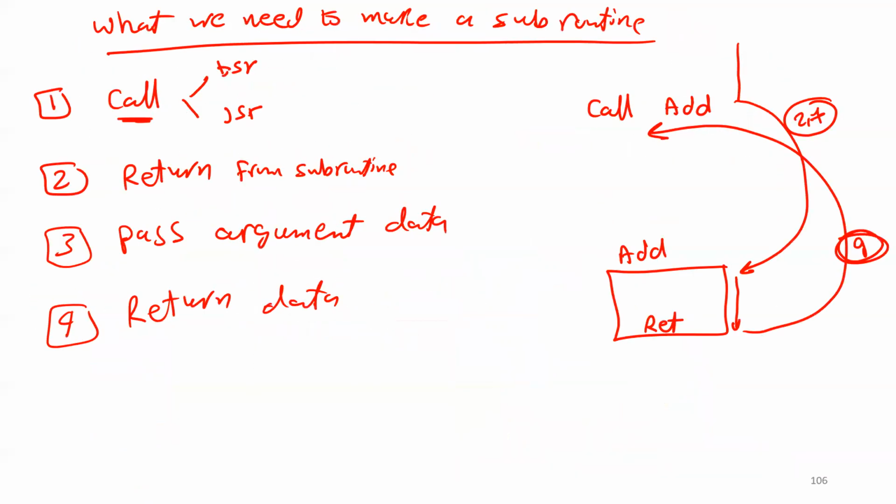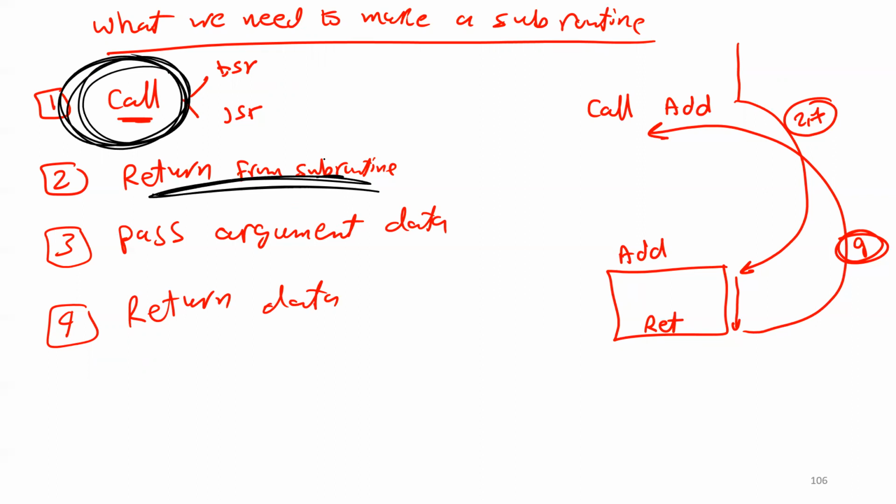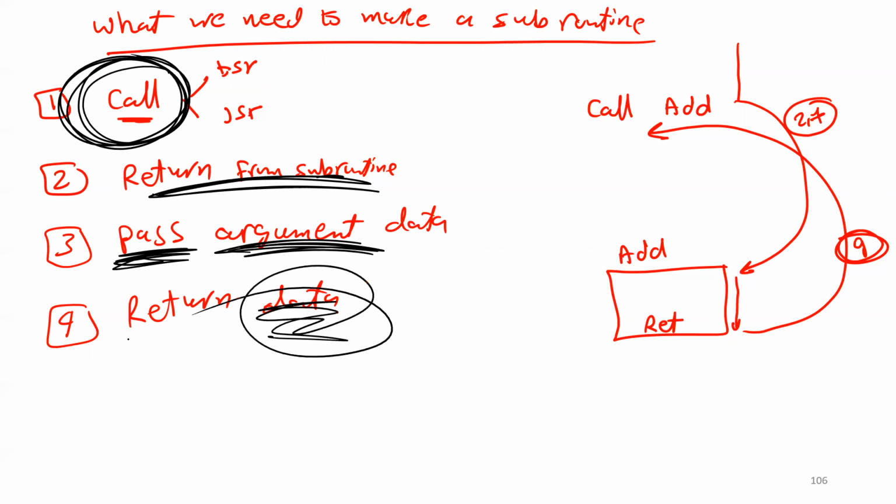Now I'm going to focus on assembly. How can I make a function in assembly? For any function, in assembly or in any programming language, there are four things you have to do. Number one, how can you call a function? Number two, once you go to the function, how can you return back? Number three, how can you pass arguments? For some functions you have to set some values. Also, sometimes you need to return some data. So these are the four main things I have to teach: how to call, what instruction to use to go back, how to pass data, and how to return data.